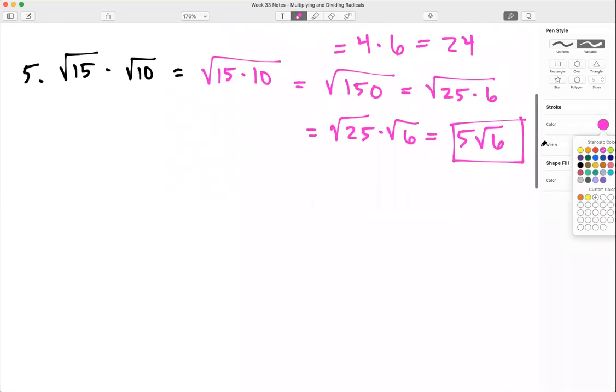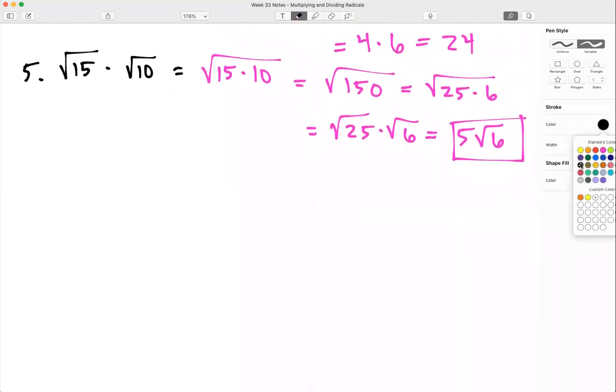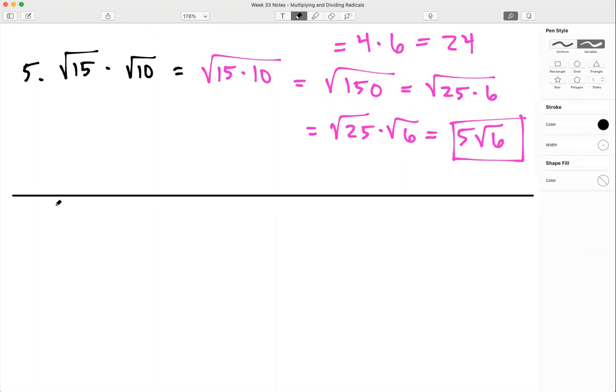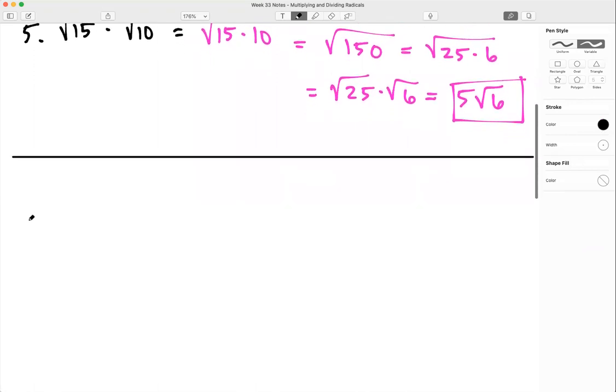Okay, so we're going to move on here to dividing now. How do you divide radicals? Well, just like this. Actually, I'm going to go number 6, just continuing. 5 square roots of 2 divided by the square root of 5.